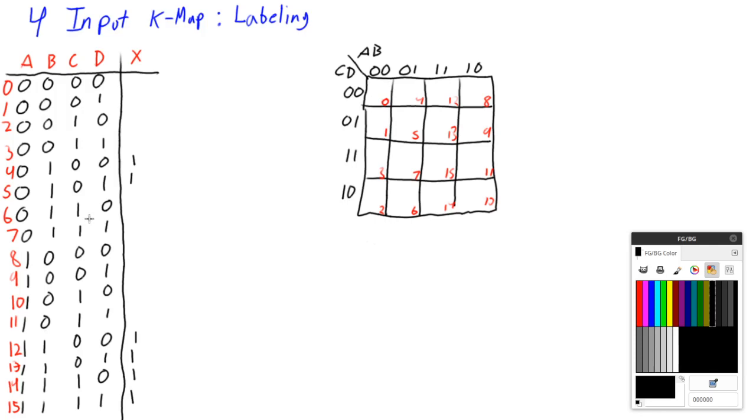So let's fill this out here. It's a little bit easier, right? Because we can just say, all right, where's cell 4 now? Oh, it's right there. So that's a 1. Cell 5 is a 1. Cell 12 is a 1. 13 is a 1. 14 is a 1. And 15. And there we go.